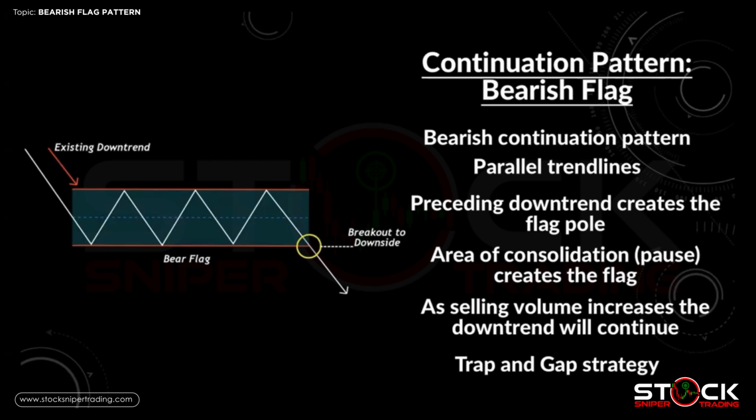On the left, we can see that we have an existing downtrend from a higher time frame where we have bearish momentum coming down. Eventually, it will reach a level of support, creating the bear flag, where price action is trapped in between the support and resistance, and we consolidate there as the volume decreases. As selling volume increases, then we break out of the support. We will continue to the downside and continue this bearish momentum.